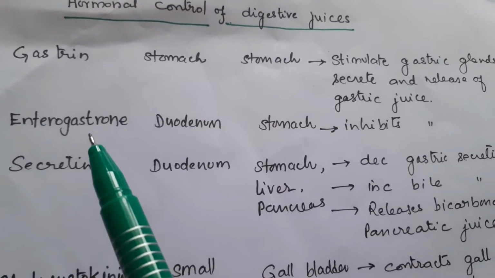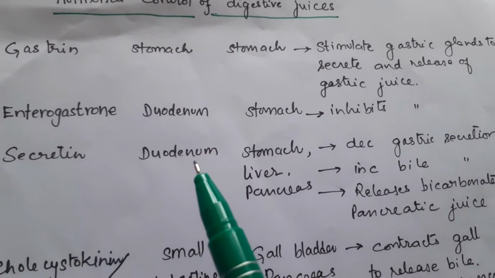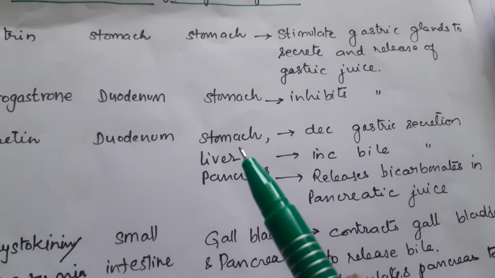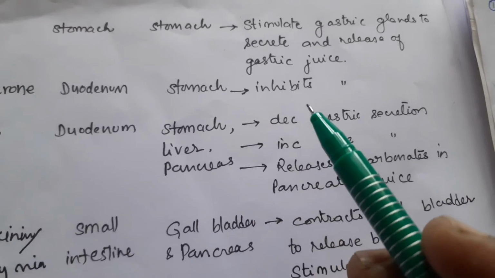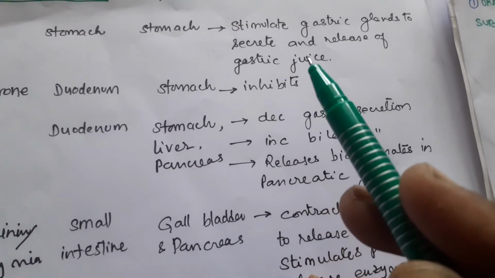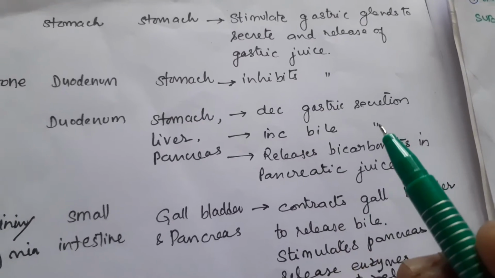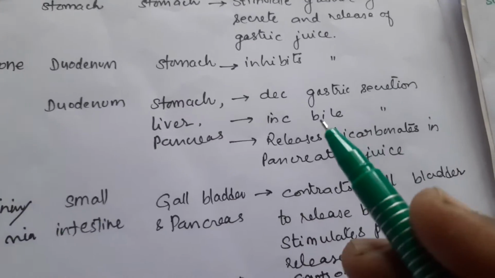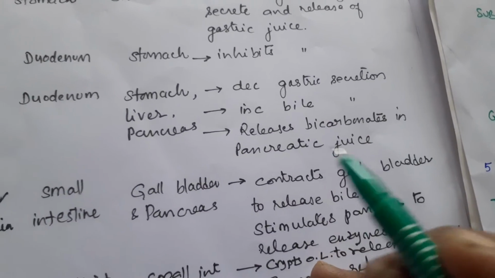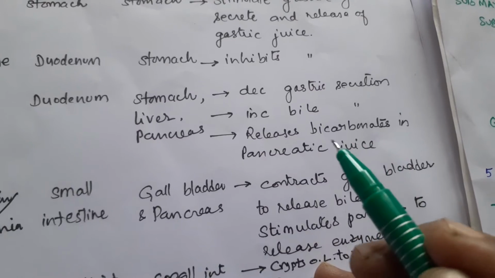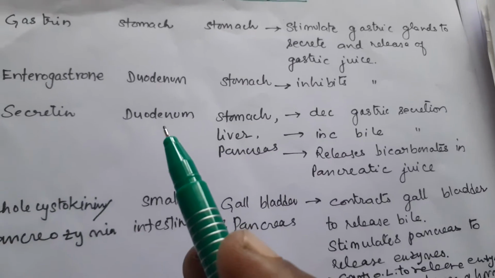by the action of enterogastrone. Now coming to the third hormone, secretin, which is secreted by the duodenum, and the target organs are the stomach, liver and pancreas. Secretin decreases gastric secretion, but it increases bile secretion, and also stimulates the release of bicarbonates in pancreatic juice.